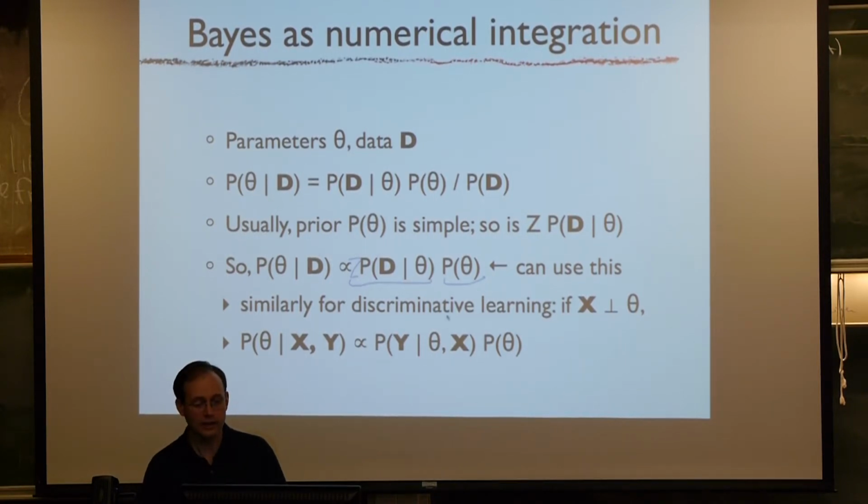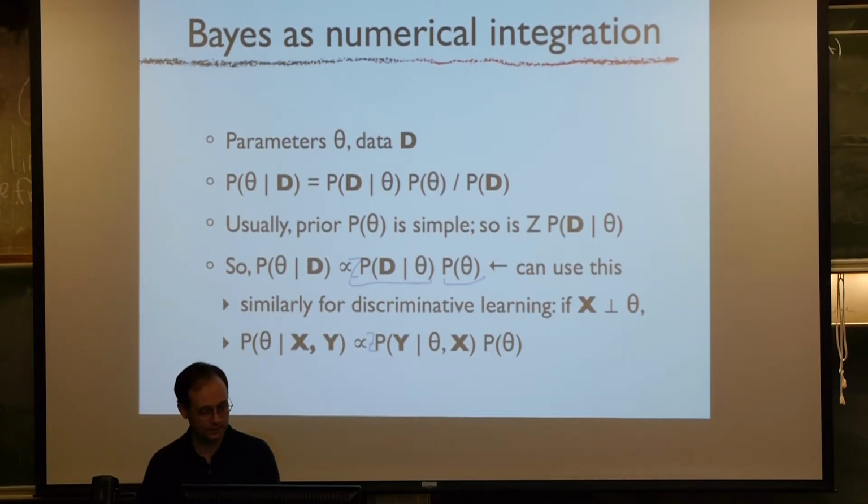Yeah, okay. And just to point out, the same thing is true for discriminative learning, right? So this here was a generative model, probability of data given your parameters. But if you have some conditioning variables x and observed variables y, you can do essentially the same thing. It'll be proportional to a normalizing constant times the conditional probability and the prior over your parameters, right?